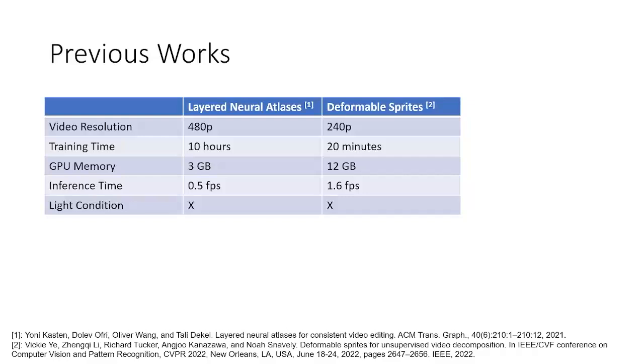Previous efforts have been evolving over time. Layered neural atlases have excelled in achieving precise video decomposition and component mapping. Deformable sprites have achieved significantly faster training speed. Both suffer from inaccurate reconstruction of varying lighting effects and slow inference speed.